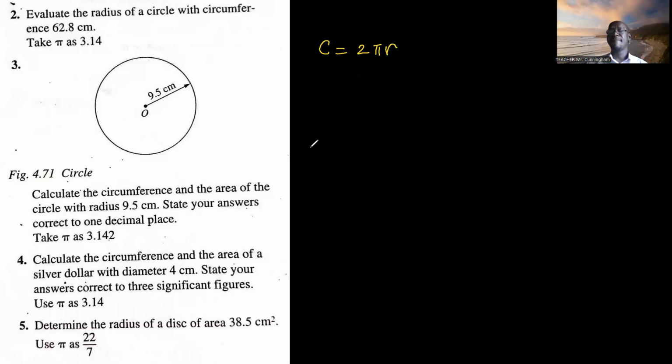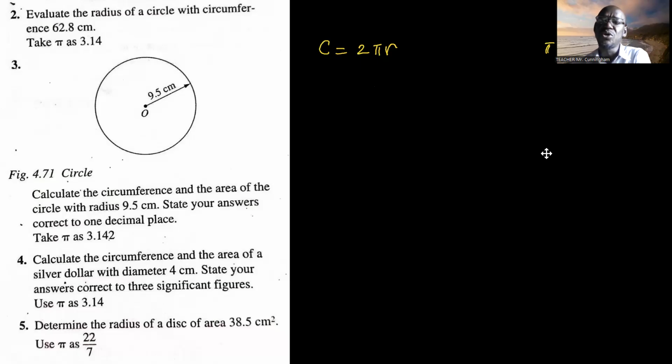pi, CXC is going to give you the value for pi. It's 3, but they will tell you either, well, in question two, it is 3.14. So let's put that. So here pi is equal to 3.14.